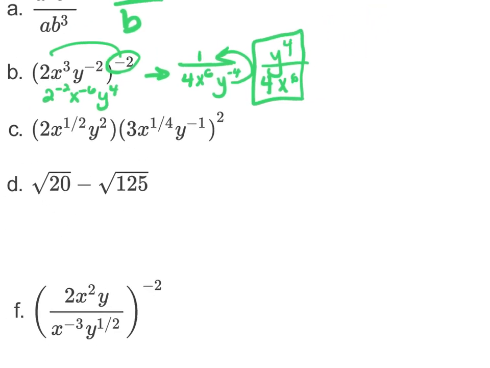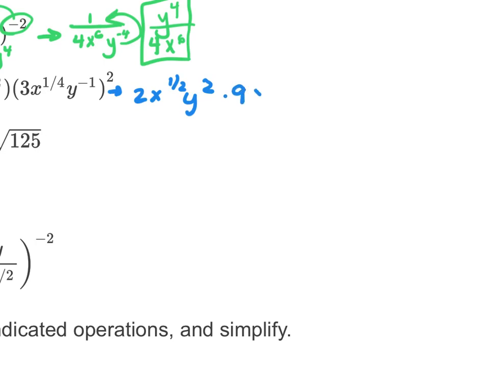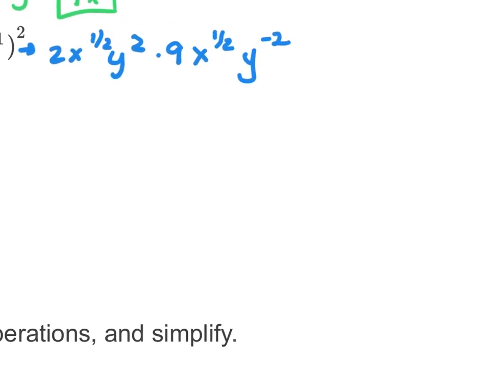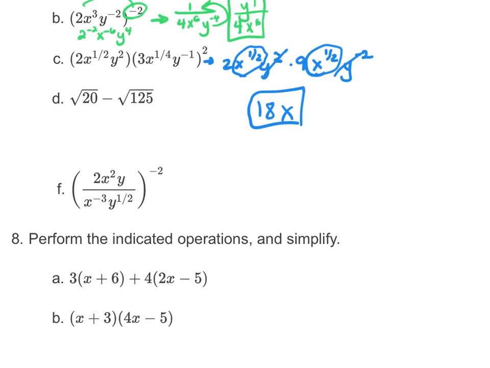C, I'd get 2x to the 1/2, y squared, and then 3 to the 2nd is 9. X to the 1/4 times 2 is 1/2, and y to the negative 1 times 2 is negative 2. So then this becomes add 1/2 and 1/2, and that's x to the first. 2 times 9 is 18. X to the first, y to the second times y to the negative second is going to cancel out, and you should just get 18x. D is there, 3 root 5.